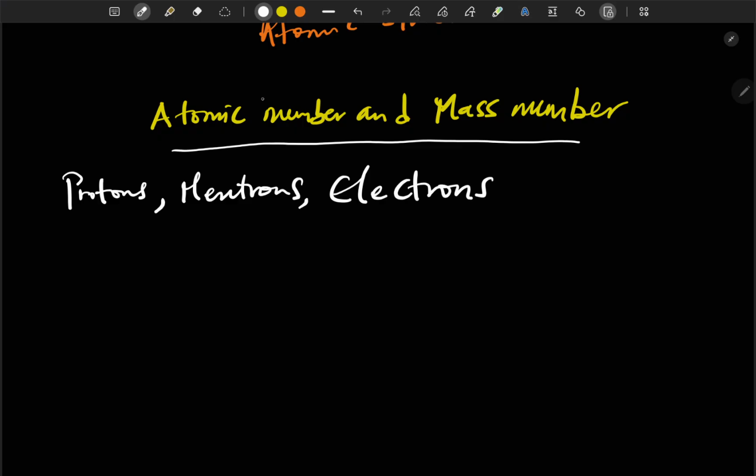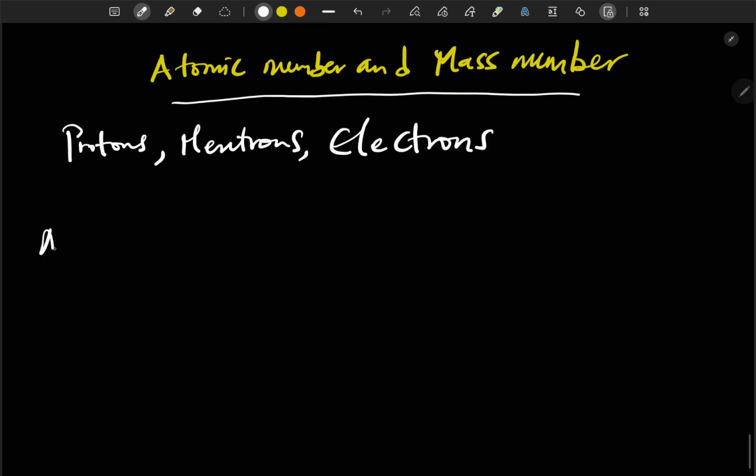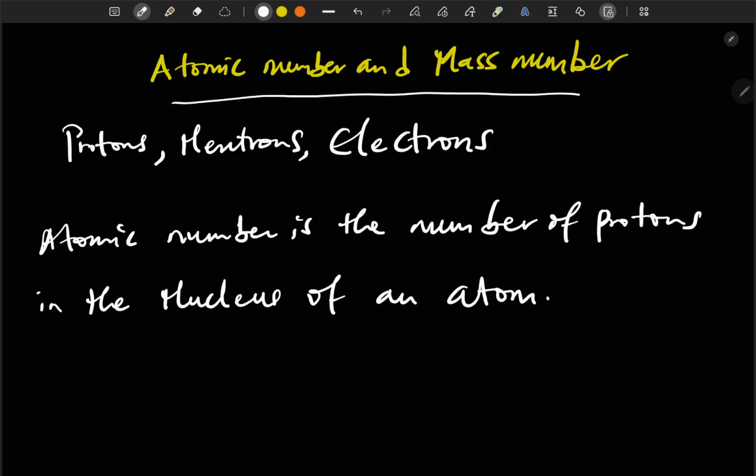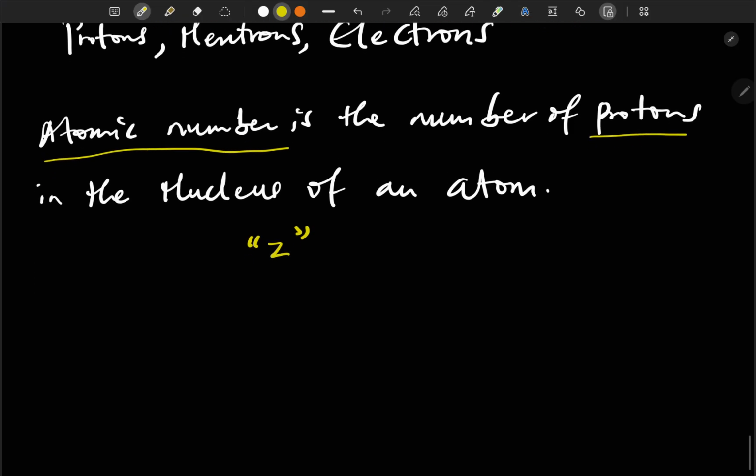let's talk about atomic number and mass number. What do we mean by atomic number? Atomic number is the number of protons in the nucleus of an atom. So atomic number is simply the number of protons. When you count the number of protons in an atom, you have the atomic number, and we generally represent atomic number by the letter Z.